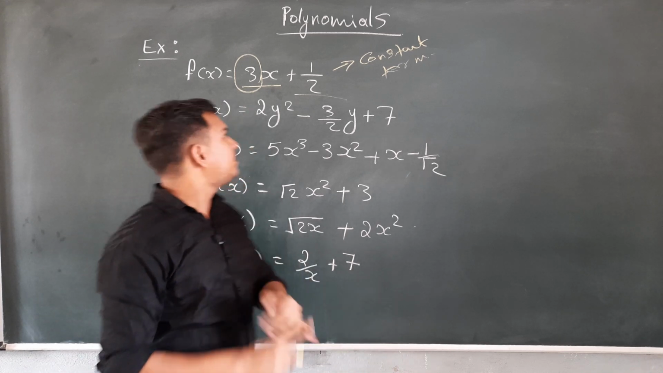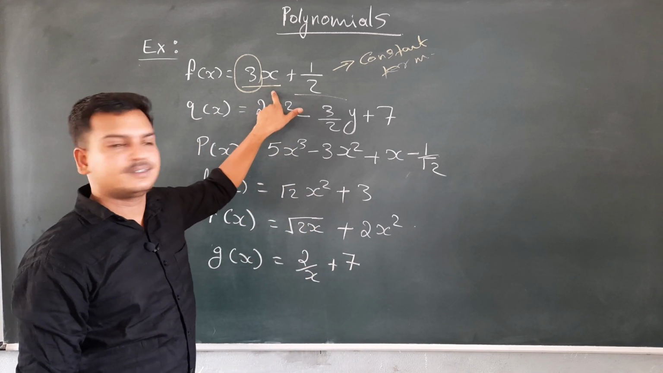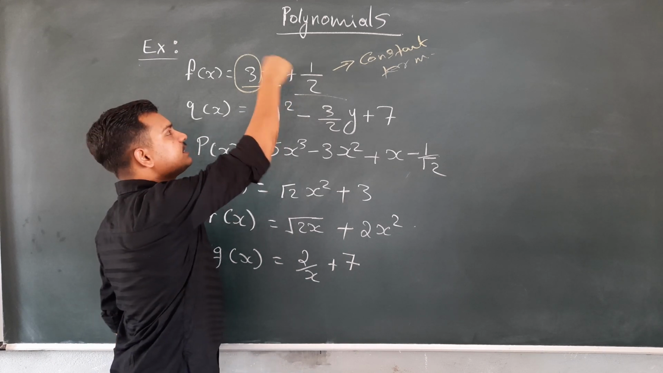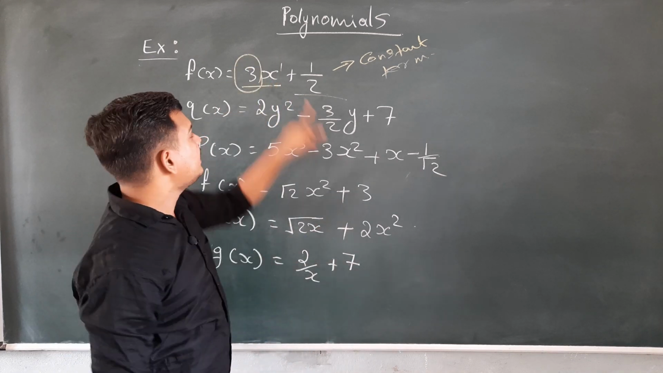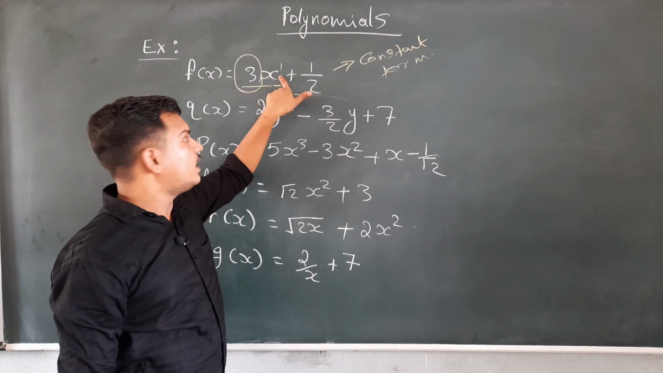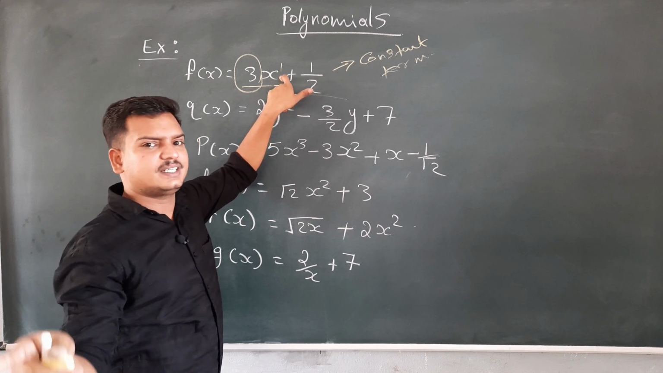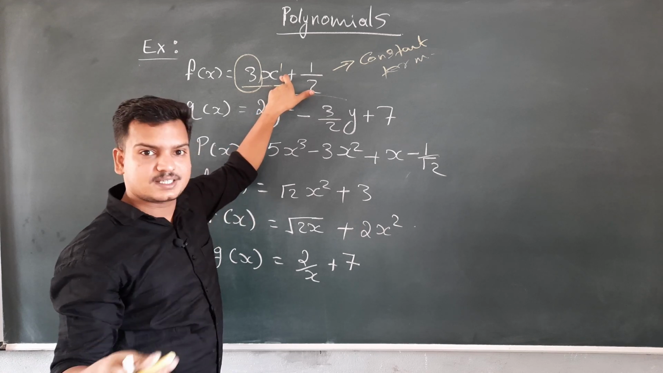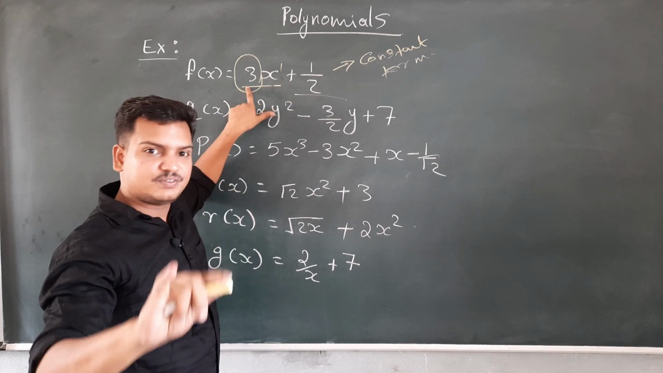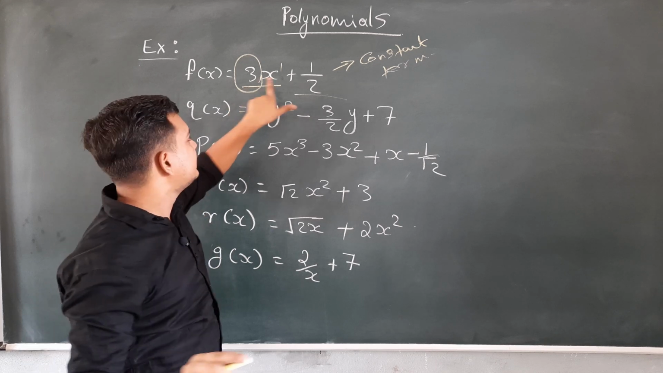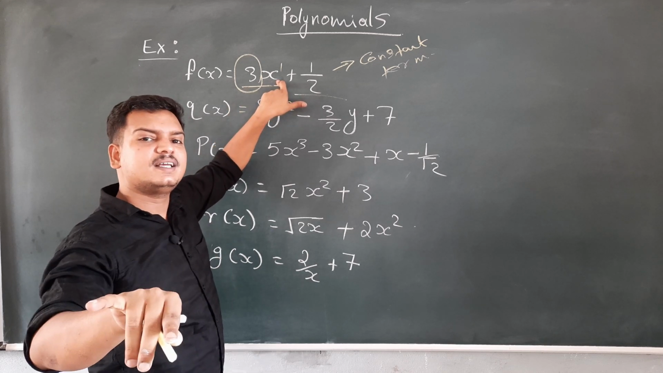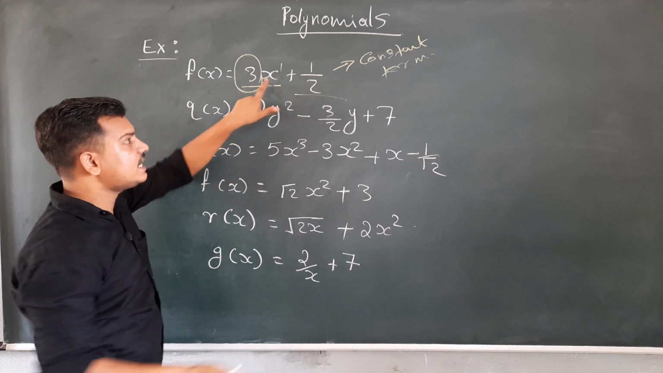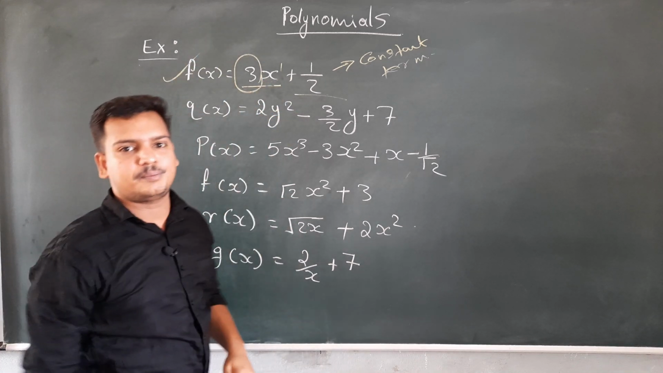Second one is about the exponent of the variable. Look, what is the exponent here? It is simply x, which means x raised to 1. So here the exponent is 1. So 1 is a positive integer, right? So here both the conditions are satisfied. First one, the coefficient is a real number. Then second one, the exponent is a positive integer. So both are satisfied, so we can call this one a polynomial. This one is a polynomial.